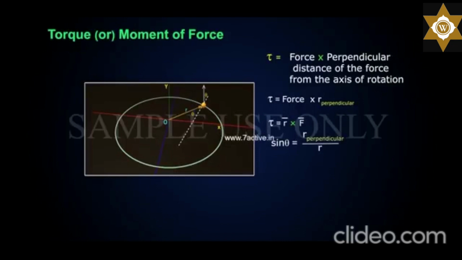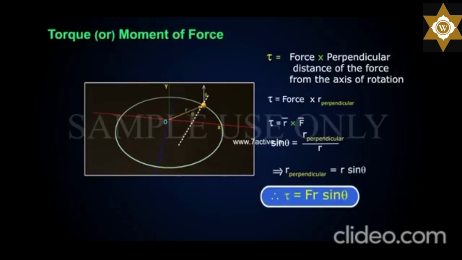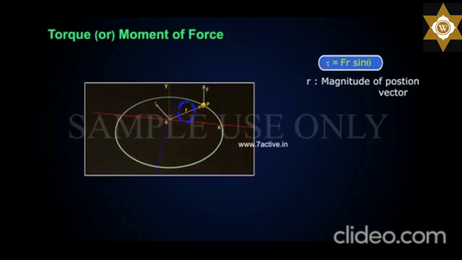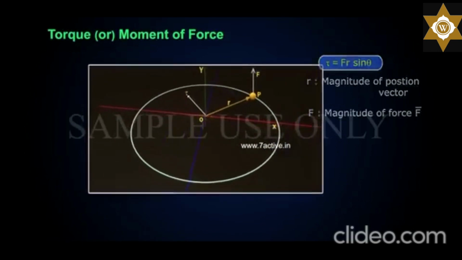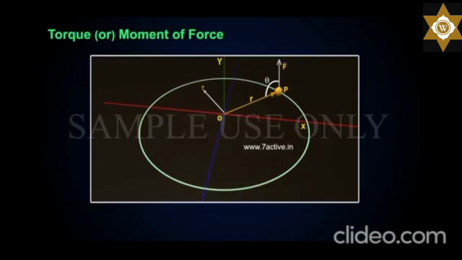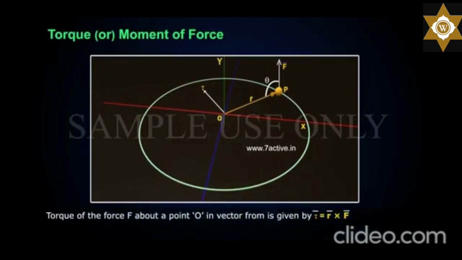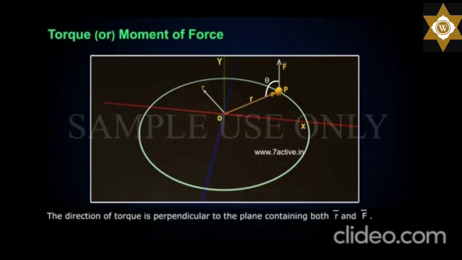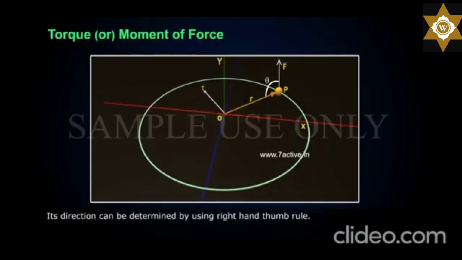From figure, sin theta is equal to r perpendicular by r. That implies r perpendicular is equal to r sin theta. Therefore, tau is equal to F r sin theta. r is the magnitude of position vector, F is the magnitude of the force F, and theta is the angle between r and F. Torque of the force F about a point O in vector form is given by tau is equal to r cross F. The direction of torque is perpendicular to the plane containing both r and F. Its direction can be determined by using the right-hand thumb rule.